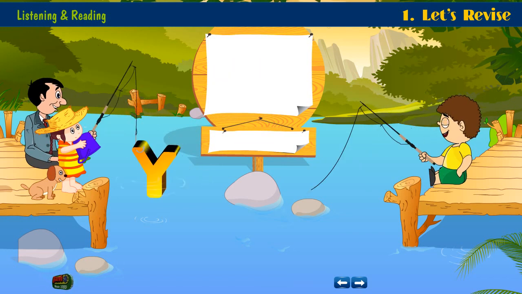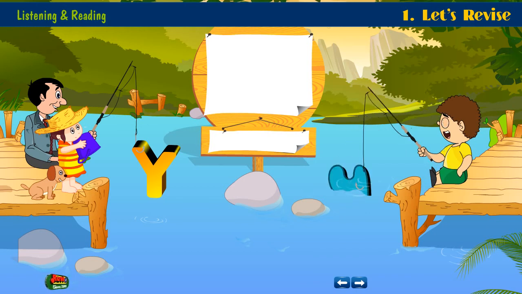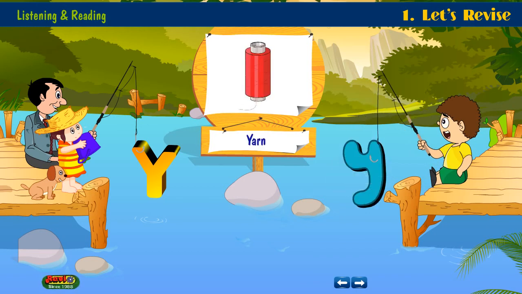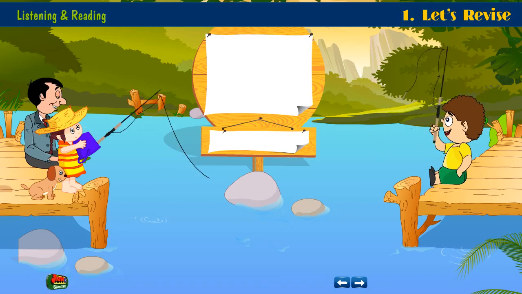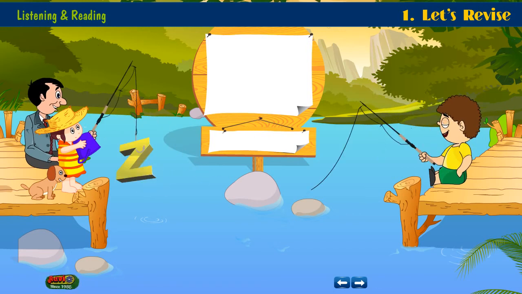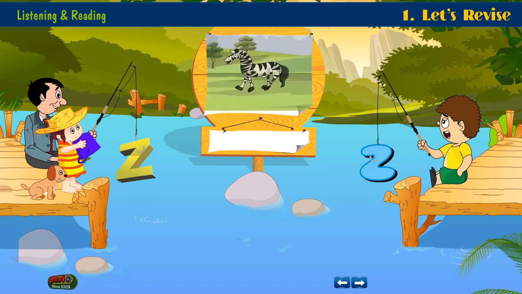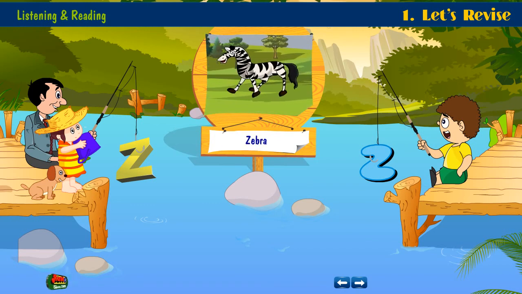Capital letter Y, small letter Y. Y for yarn. Capital letter Z, small letter Z. Z for zebra.